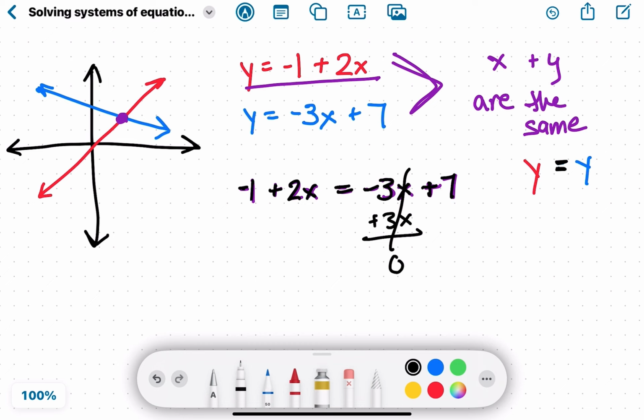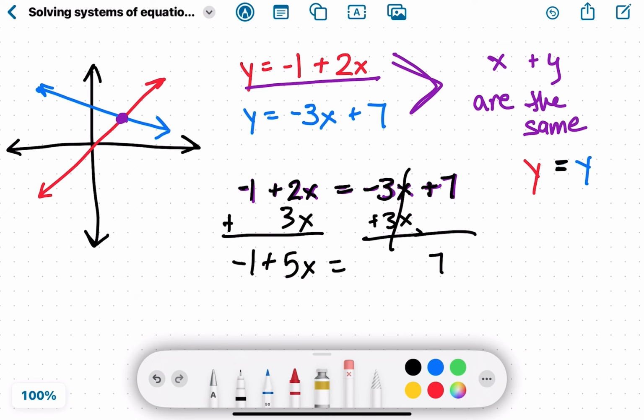Cancels on this side, and then we'll do plus 3x on this side. And that gives us 5x. So negative 1 plus 5x equals 0 plus 7. Now to rewrite that, we could just get rid of the 0. Make it a little simpler. So negative 1 plus 5x equals 7.